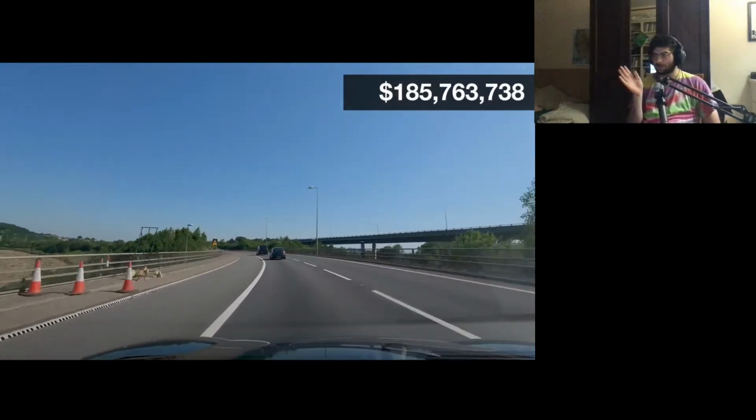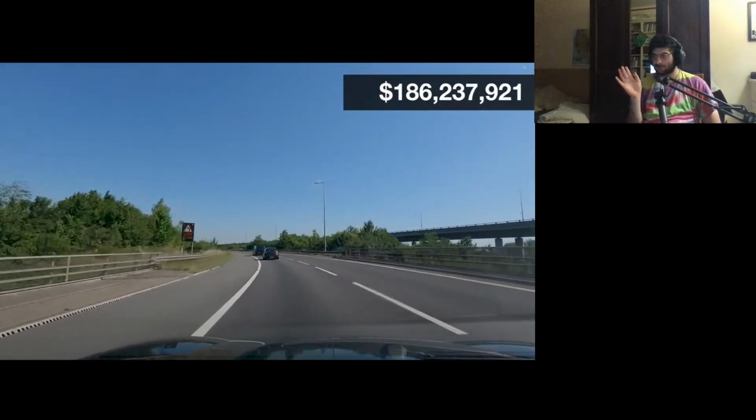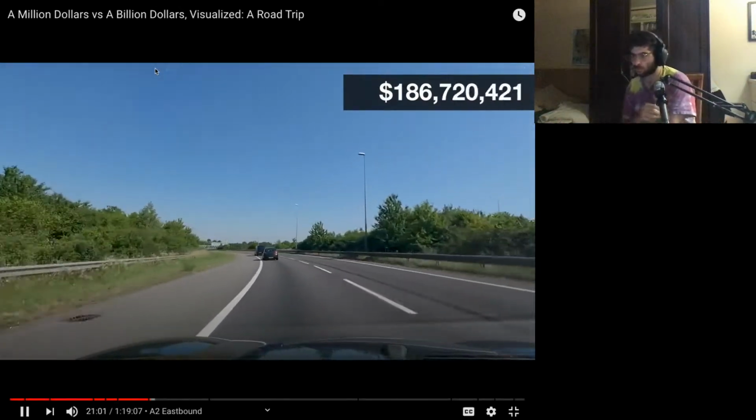Anyhow, so okay, so 45 kilometers an hour going. So they've gone a distance of 186 million. We're at about 21 minutes.